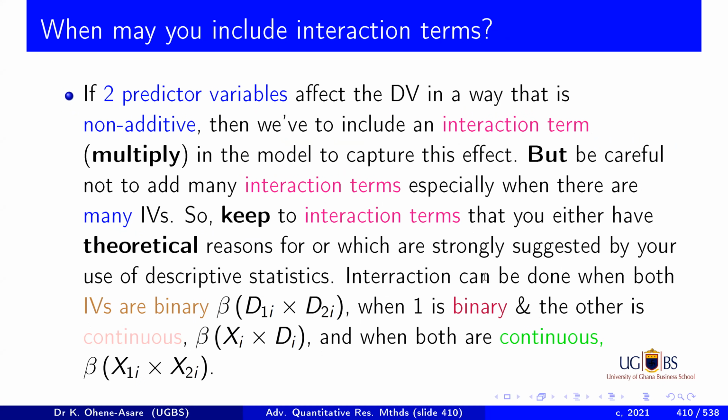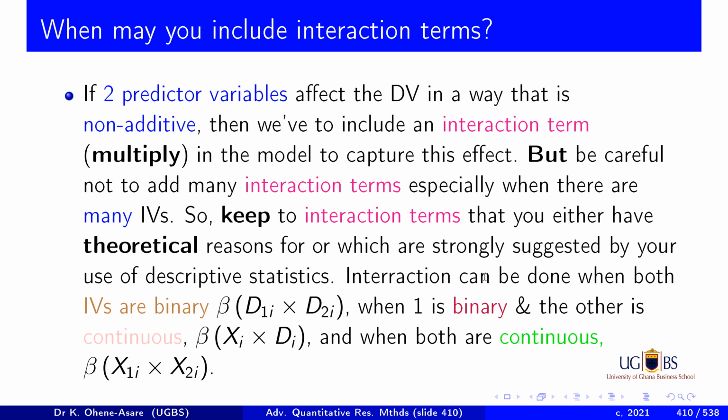The third thing you will notice is that some variables may be interacted. You can interact a variable because you believe that two predictors affect the dependent variable in a multiplicative way, not in an additive way. And so you try to interact them, but you have to get a justification. I'll give you an example.